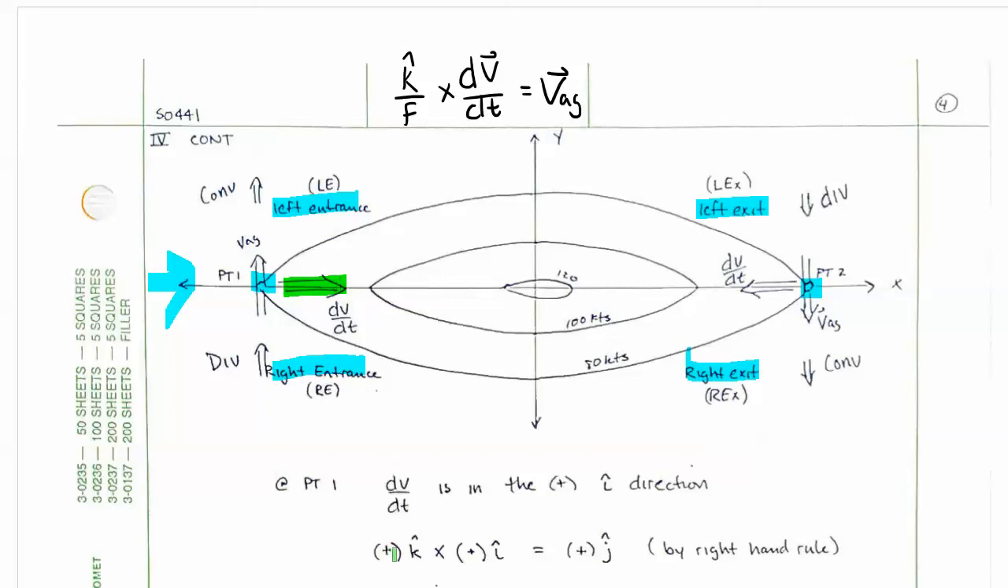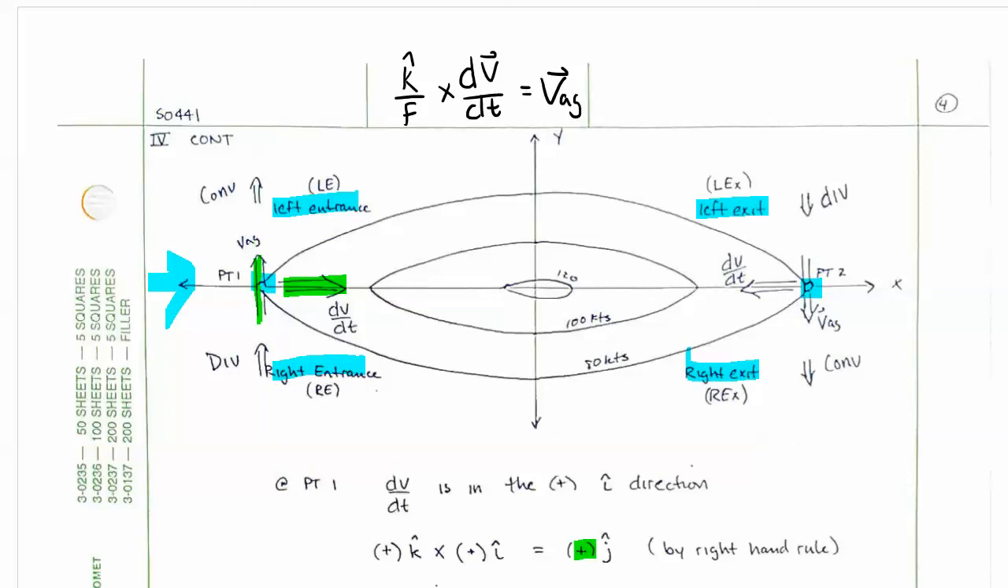If we have positive k, which is 1 over f, that's going to be positive because you're in the northern hemisphere, cross a positive i, because dv dt is in the positive i direction. By the right-hand rule, we end up with a positive j. What does that mean? Ageostrophic wind is going to be in the positive j direction, so from south to north.